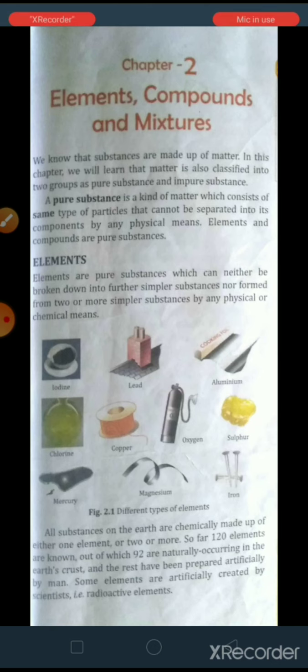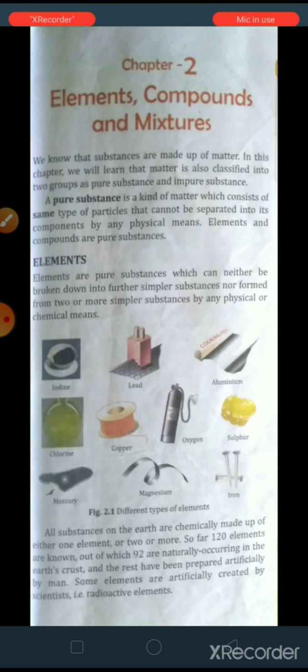In pure substances, elements and compounds are pure substances. Okay, and impure substance is mixtures. So what is an element? We know an element is a type of pure substance.